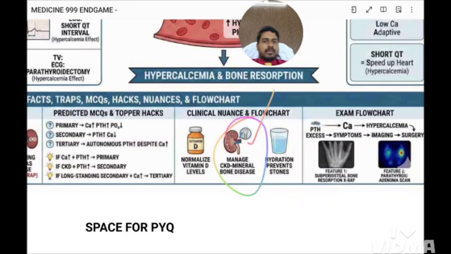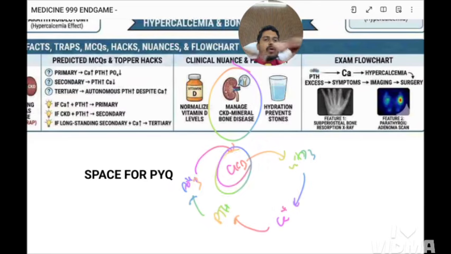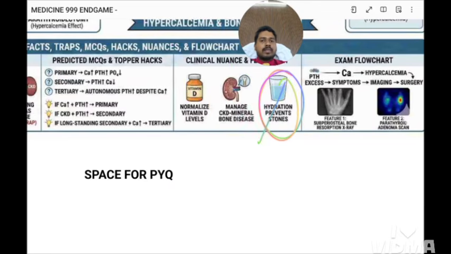Second, you should manage CKD bone mineral disease properly, because all these are combined. Renal disease is linked to vitamin D3. Vitamin D3 is linked to calcium levels. Calcium levels are related to PTH. PTH is related to phosphate, and phosphate excretion is directly related to CKD. So all these are intertwined. And hydration is important to prevent renal stones.